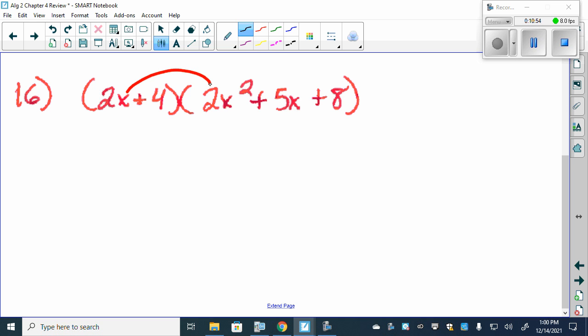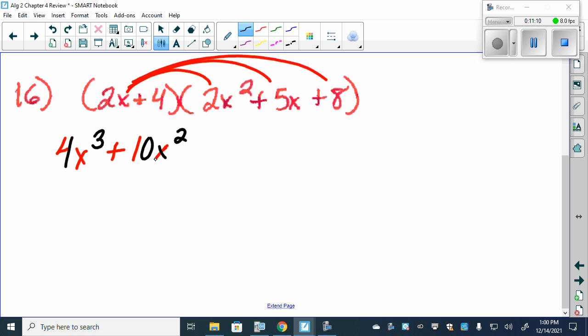So we're going to distribute the 2x through. So we're going to do 2x times 2x squared, 4x cubed. 2x times 5x is going to be plus 10x squared. 2x times 8 is going to be plus 16x. Then we would do the same thing with 4. 4 times 2x squared is going to be plus 8x squared.